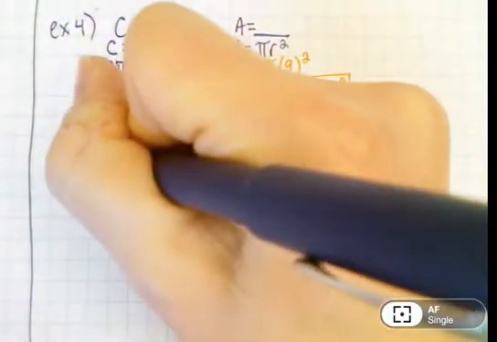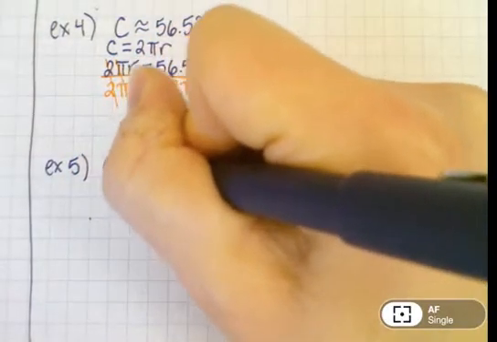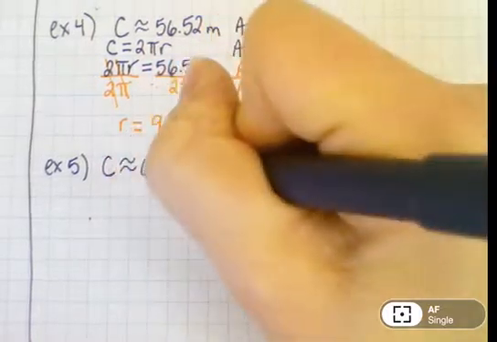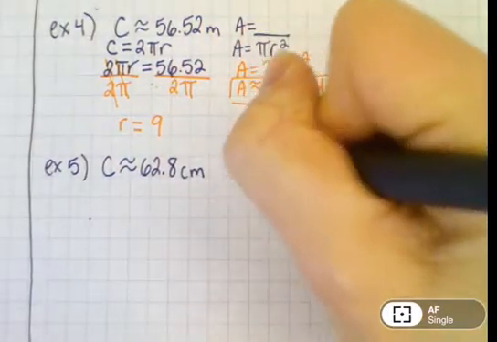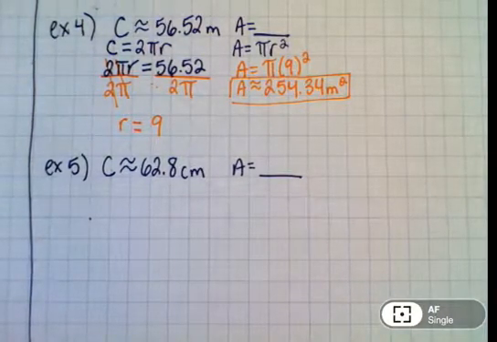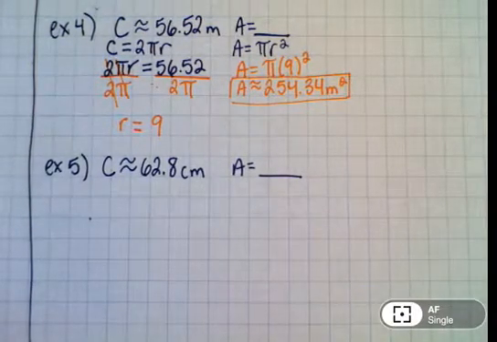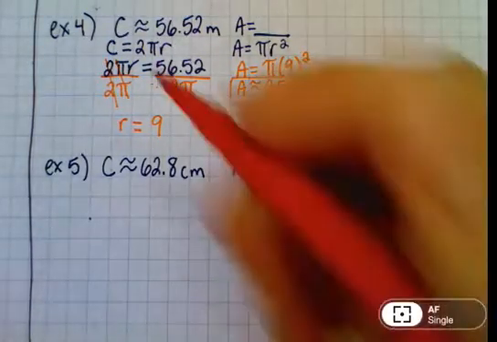This time the circumference is approximately equal to 62.8 centimeters, and I would like to know the area. So once again, I'd like you to pause the video and do as much of this as you can on your own, and then come back and see how you did. So I'm going to zoom through this.